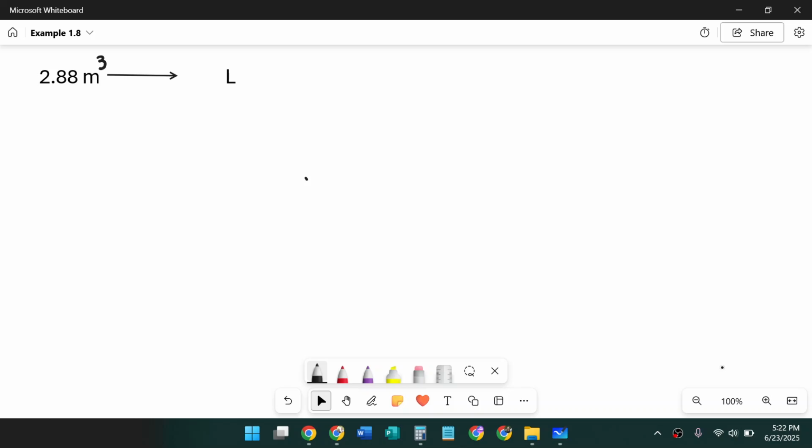This is example 1.8, and the question asks, the volume of a certain refrigerator is 2.88 meters cubed. How many liters is that? So let's start with the basics. We're doing 2.88 meters cubed. We want to multiply that by something.